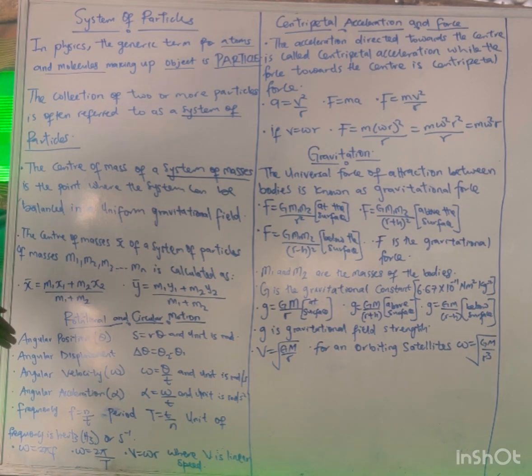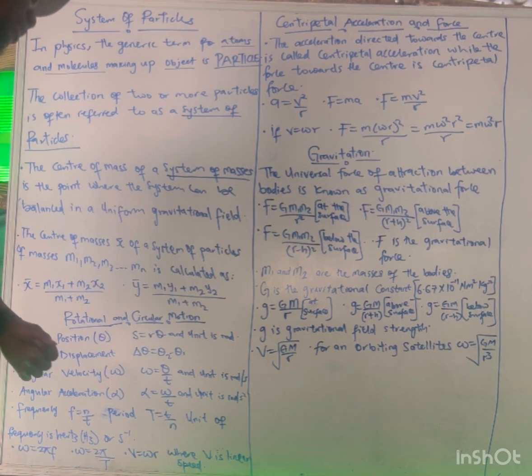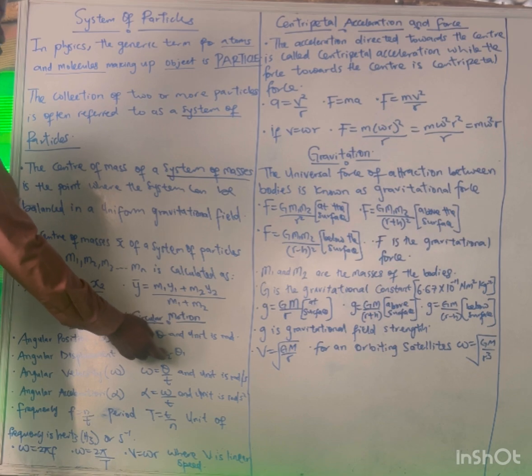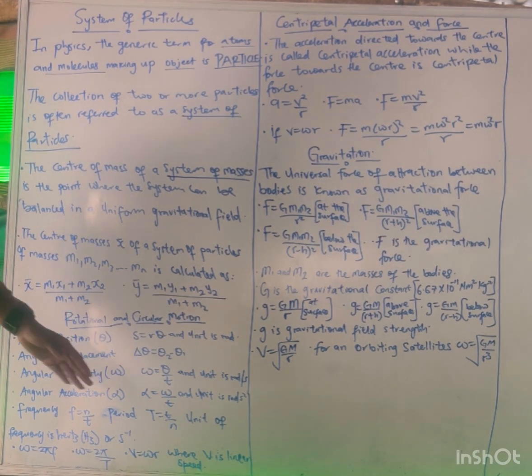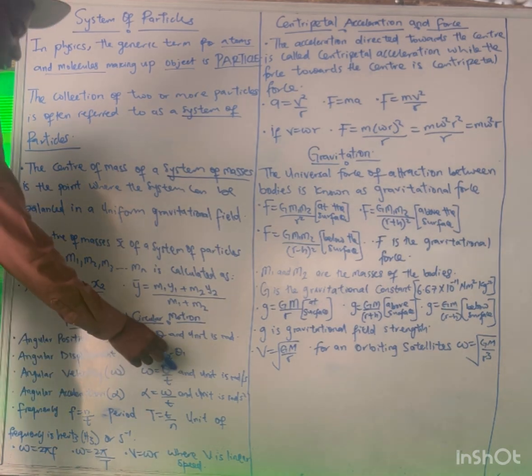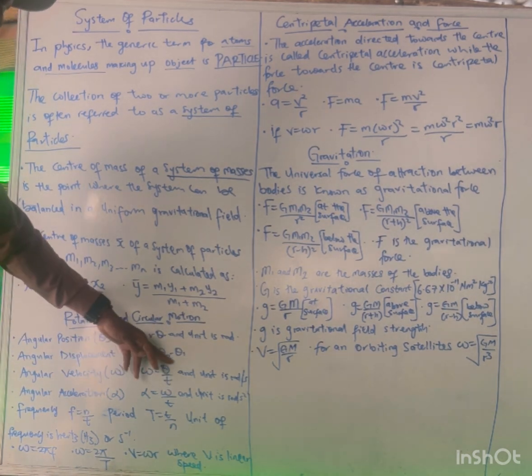So you have to know that your distance equals radius times angular position. We also have what's referred to as the angular displacement. That is delta theta, and it is the difference between theta 2 and theta 1. We have the angular velocity omega. The formula for omega is theta over time, that is the angular position over time.